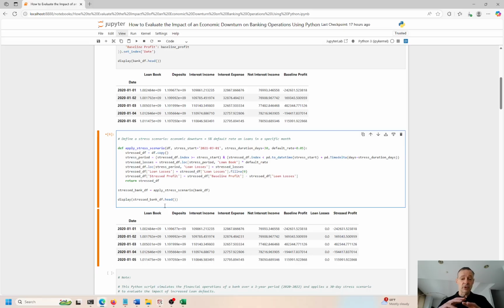Then we have loan losses, right? That's what we're calculating, loan losses and the stress profit, okay? So as we start to stress this portfolio, what kind of impact does it have? If the economy tanks, what kind of effect is that going to have on our bank? What kind of impact, right?